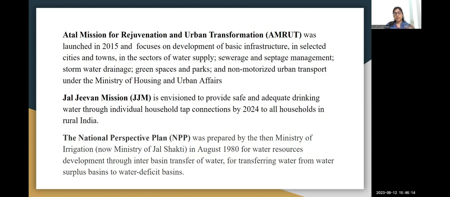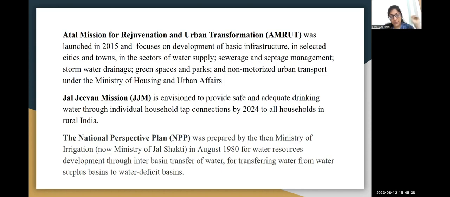The Jal Jeevan Mission that we are talking about here, brought to you by the Ministry of Jal Shakti, has as its main focus providing safe and adequate drinking water through individual household taps by 2024 in all households in rural areas. And then there's the National Perspective Plan also.